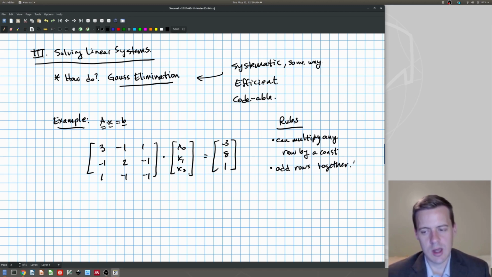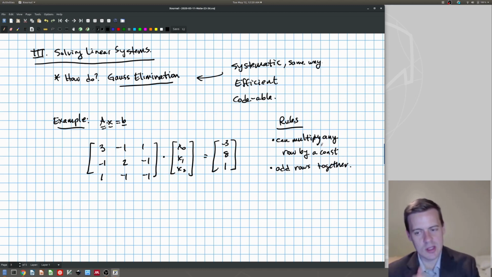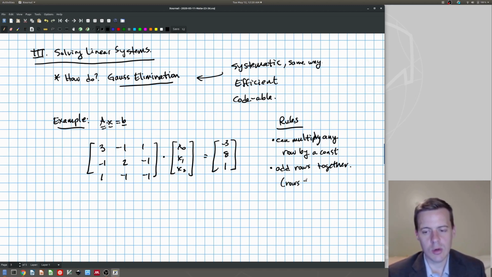That also is allowed. So if I can multiply by any constant, of course I could also subtract rows from each other because I could just multiply by minus 1. Remember, rows are equations. So if I add a row together, it's like adding two equations. I can multiply any row by a constant because that's just like multiplying two sides of an equation by a constant. Don't forget that I have to do the right-hand side also, right? So, don't forget the right-hand side as well.